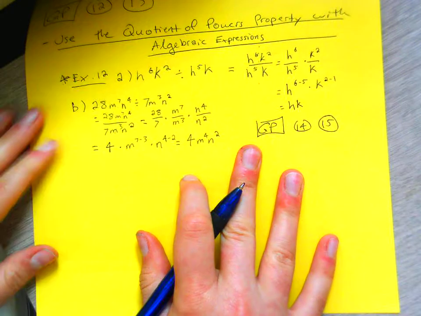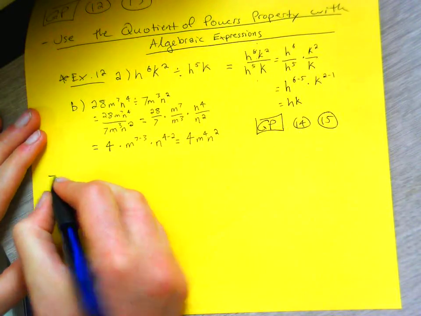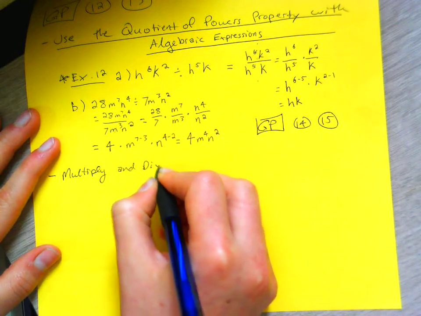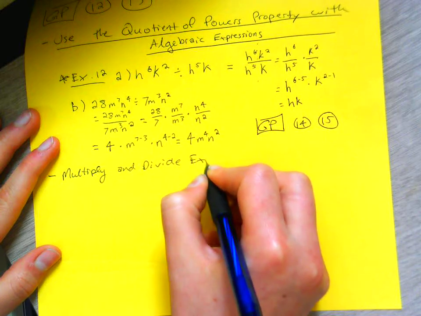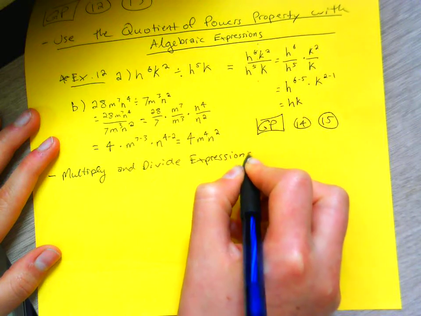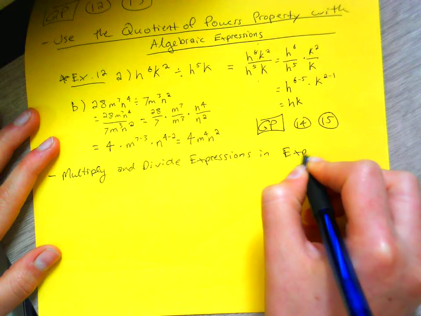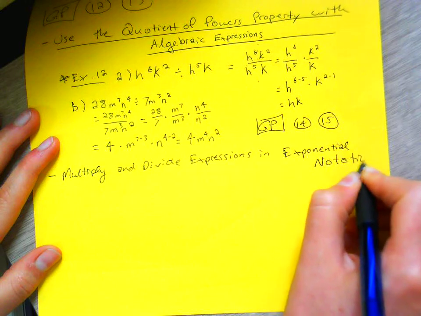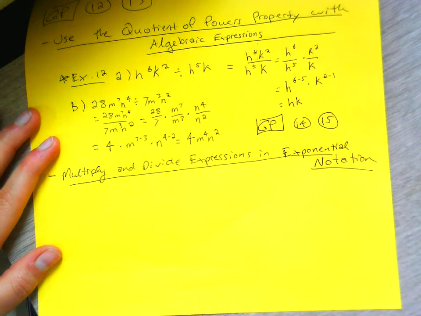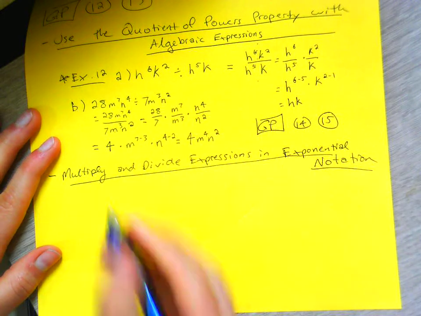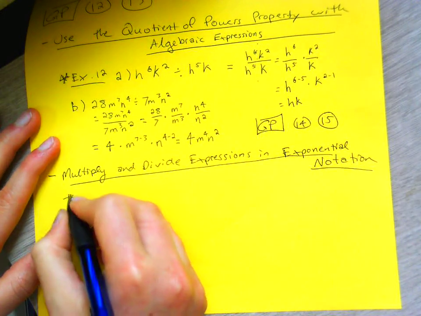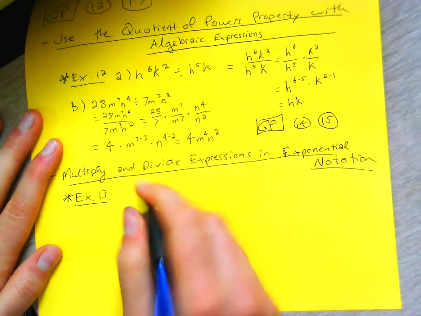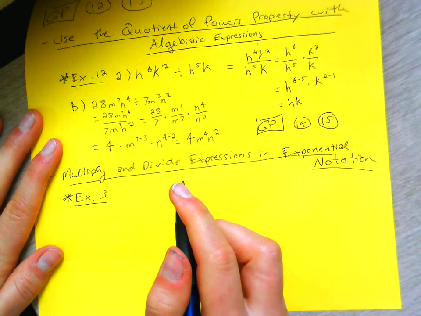Next section, multiply and divide expressions in exponential notation. Go ahead and make sure you're keeping all notes. Let's go ahead and do example 13. Use exponent properties to simplify numerical and algebraic expressions. Similar to what we did above.